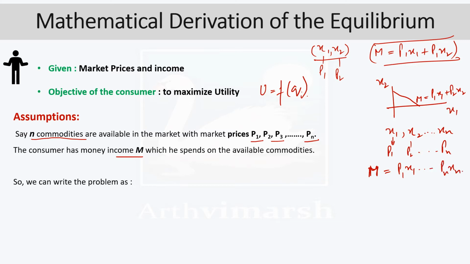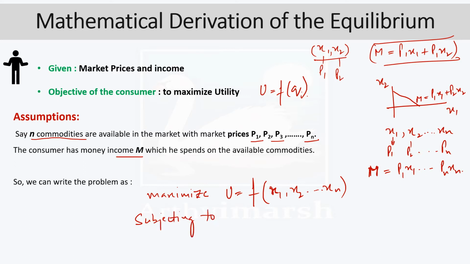So this is given. Given this, we can write our problem for deriving the equilibrium: we want to maximize our utility, right? So maximize utility as a function of our quantities, which are X1, X2, so on up to Xn. We want to maximize this subject to what?